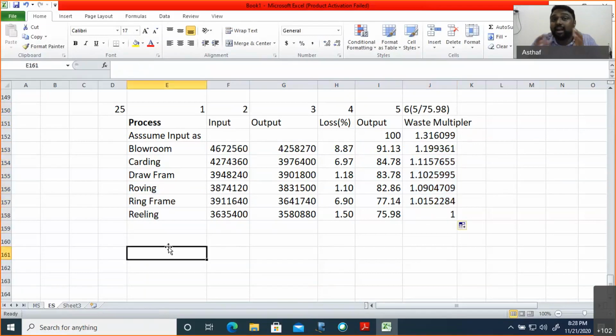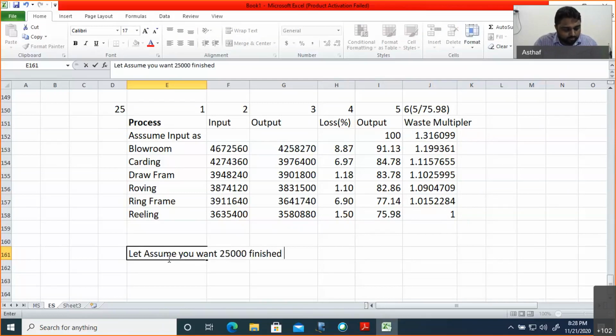Now, I will tell what the use of this is practically. Being a cost accountant, what application will we get? What is the benefit? See, let us assume, I am telling this practical concept. Let us assume you want 25,000 finished goods. Since each process has wastage, what is the input given, let us take any one process, draw frame.